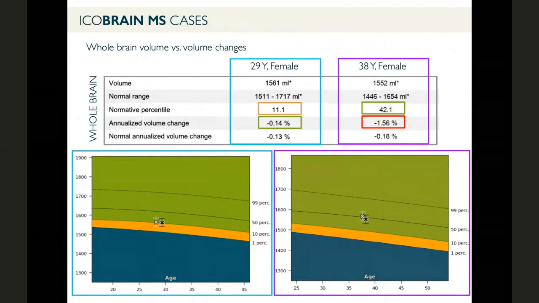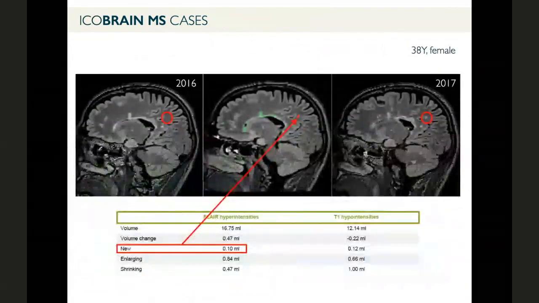However, when we look at the brain volume changes, we see that the younger female is pretty stable throughout time, whereas we see a very aggressive atrophy in the older female. The same older female also represents disease activity in the flare white matter hyperintensities, which are indicated here in the color-coded segmentation. We can clearly see that there was no lesion in 2016, but there is a new one in 2017. And this is also nicely represented in the table underneath as new lesions.